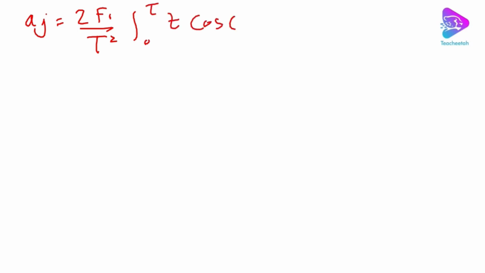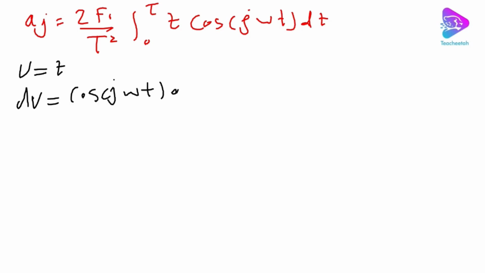So for this case, I'm going to write it again. We ended up with aj equal to 2 F naught over tau squared, integral from 0 to tau of t cos j omega t dt. I want to define u and v properly. So u is equal to t and dv is equal to cos j omega t dt.